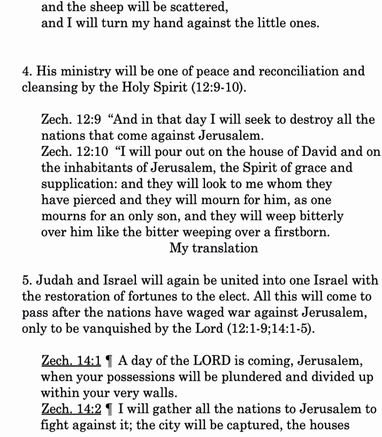And this is my translation. The reason I put mine in here is because some of your more popular modern translations do not have Spirit capitalized. And I see that as the Spirit of God. Some translations do.